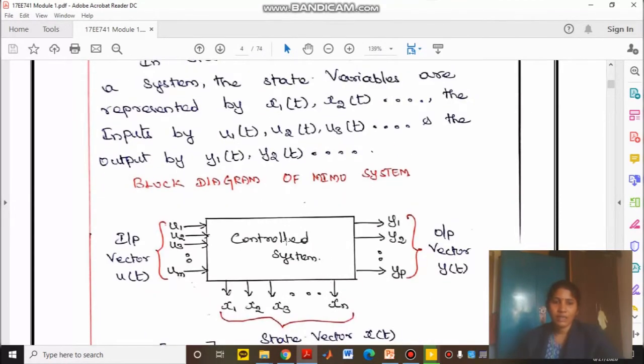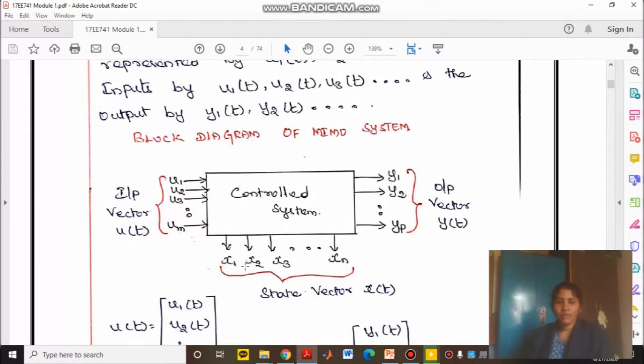As discussed earlier, it is the block diagram of your multiple input and multiple output system. As shown over here, input is represented with the letter U, output is represented with the letter Y, and state variable is represented with the letter X. Input ranges from 1 to M, output ranges from 1 to P, and the state variable varies from 1 to n.